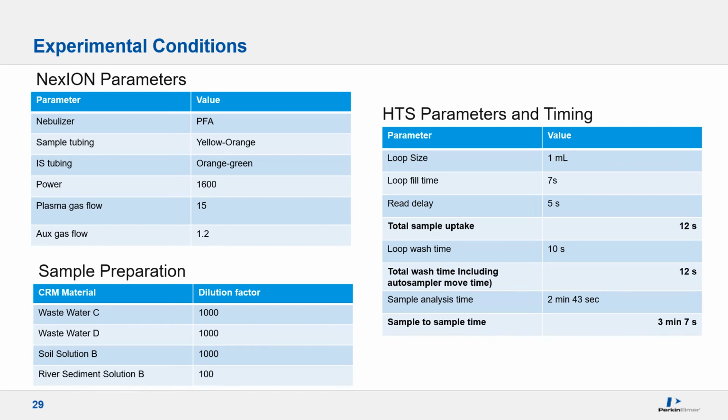In this case, the HTS took 12 seconds for a total sample uptake time, and 12 seconds as a total wash and autosampler move time, giving a total HTS time of 24 seconds. The sample analysis time was 2 minutes and 43 seconds, giving a sample time of 3 minutes and 7 seconds.